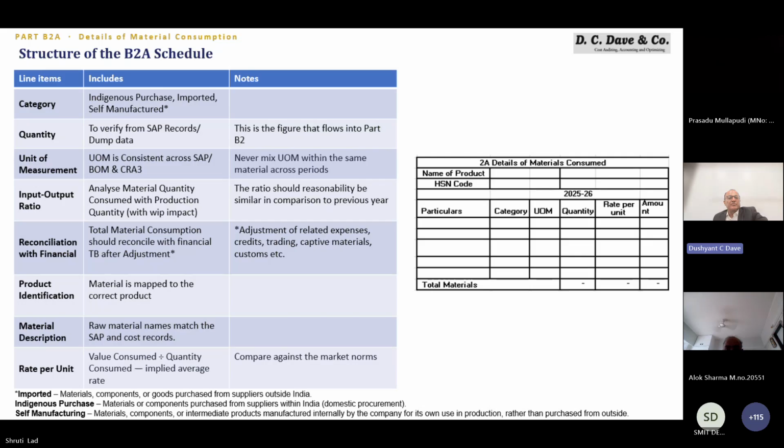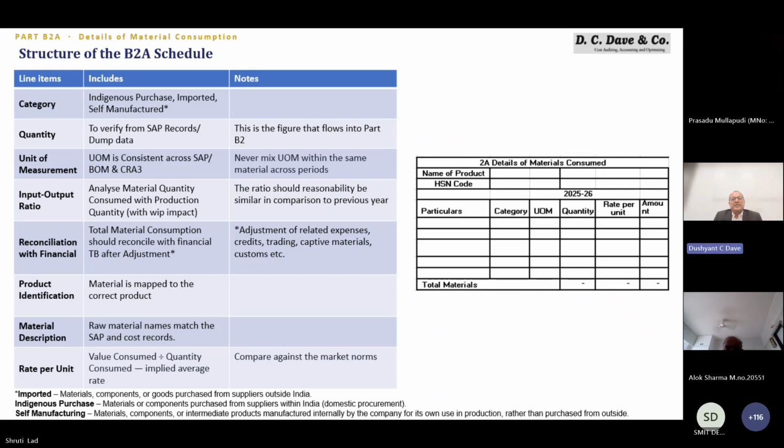Quantity part, in case of raw material consumption, never accept quantity without audit evidence. What should be the sources? Now I think we are all aligned on this. SAP consumption report, stores ledger, material issue slips, production records, bill of materials, cost records. So these are your sources for material quantity. Again, unit of measurement becomes essential here. It should be consistently used. If you're using kg, let it be kg.